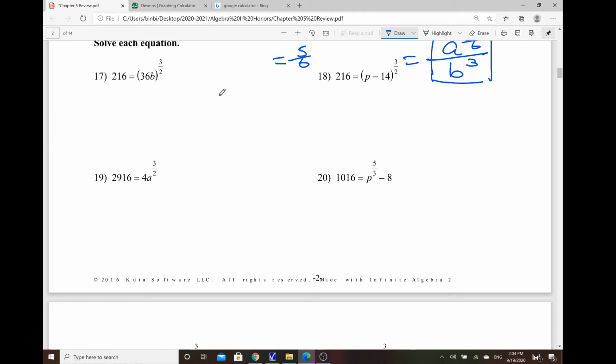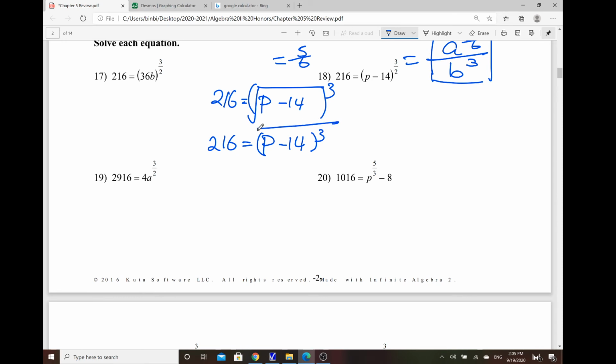So another structure for this one is written as 216 equals the base, p minus 14. Well, I can just rewrite it as the square root of p minus 14 to the power of 3. Another way that I can rewrite it is 216 equals p minus 14, the whole base, to the power of 3, and then the square root of the whole quantity. So that's just another structure, because they're both considered the radical form. It doesn't matter whether you do the power first or you take the index number first. But it's easier to solve it with the rational exponent.